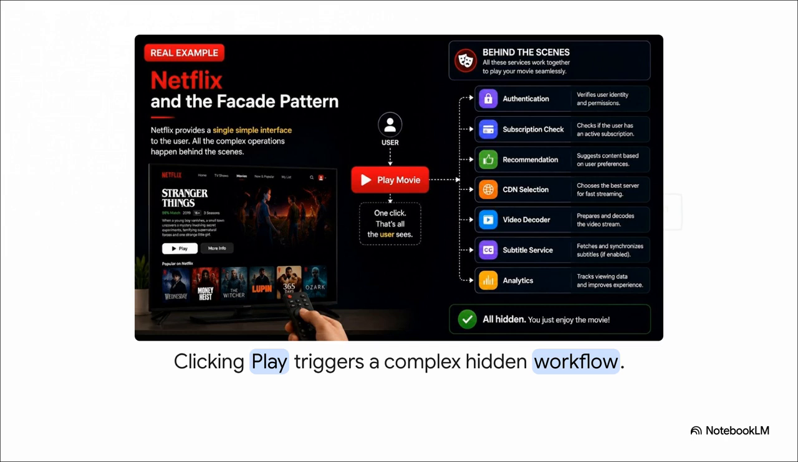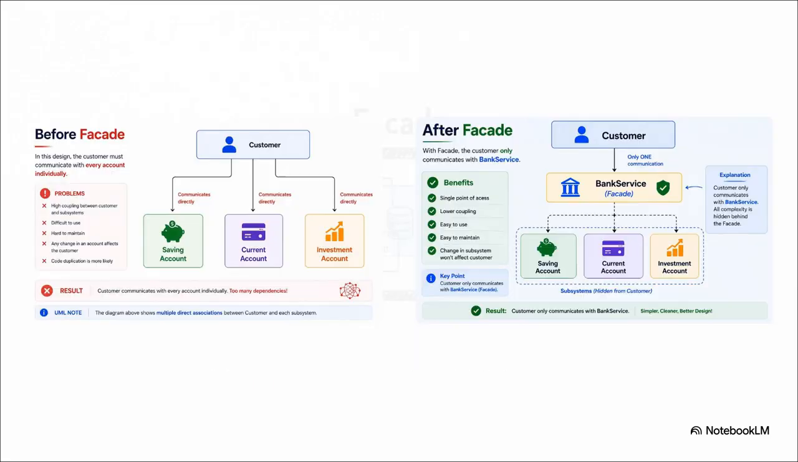That click triggers an authentication service, a subscription check, it pings the recommendation engine, it spins up a CDN selection tool to find the fastest server near you, it starts a video decoder, pulls subtitles, and logs data analytics. It's a massive orchestration, but it's entirely hidden. You just grab your popcorn and enjoy the show. The real impact of this hits home when you compare a system before and after using a facade.